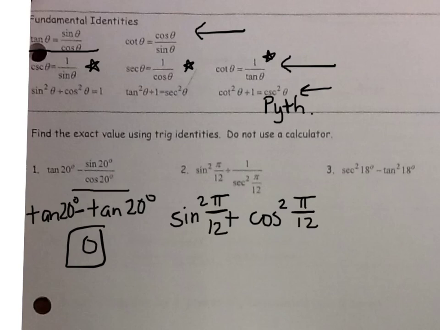Now, if I look at the Pythagorean identities, this one here says sine squared of theta plus cosine squared of theta always equals 1. All right, here's my theta. Sine squared pi over 12, cosine squared pi over 12, the answer should be 1. So again, simplifying things to make life a little bit easier. All right, so another example I want you to try is on page 384, number 80.